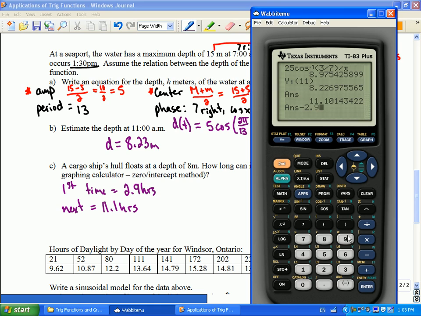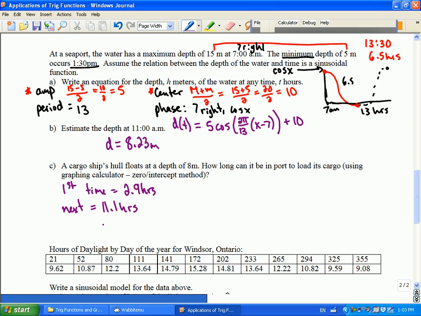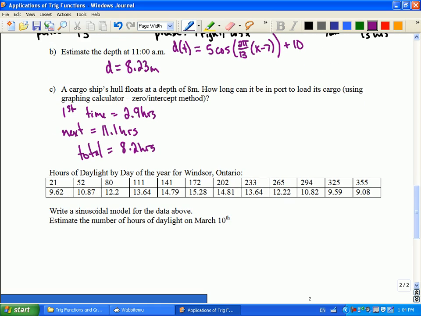We'll take away the 2.9 hours we had before. So it'll be about 8.2 hours. 8.2 hours for the boat to get in, get loaded, and get out.